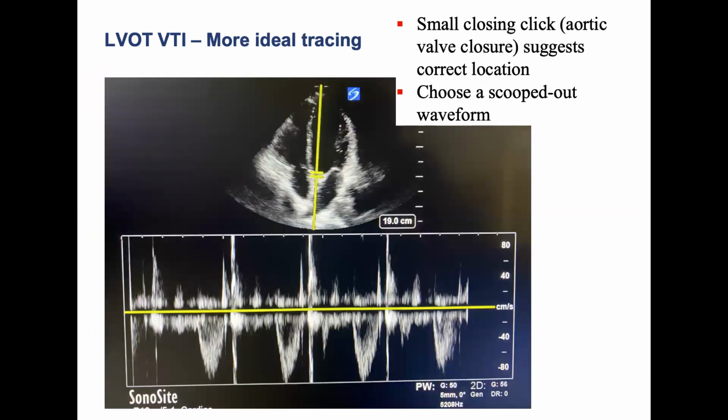Versus here, again, an apical 5-chamber view, LV, RV, LA, RA, and I have my waveform here. This one has a small closing click, that really tiny one right here, and this suggests that we have the correct location. Then I have a scooped out waveform. This one isn't as scooped out, so I probably wouldn't choose it. But this one right here, you can see that black in the center, which correlates with a nice scooped out waveform that I could trace to get my LVOT VTI.